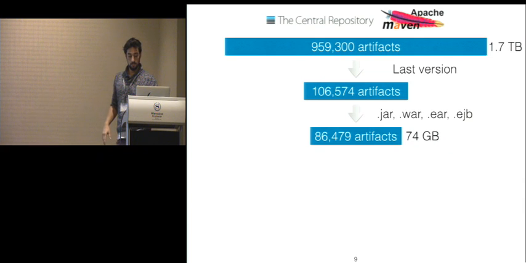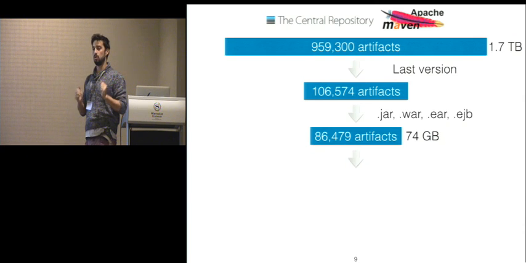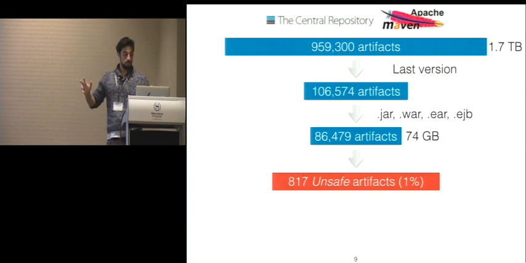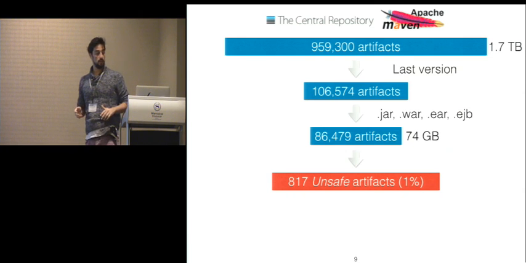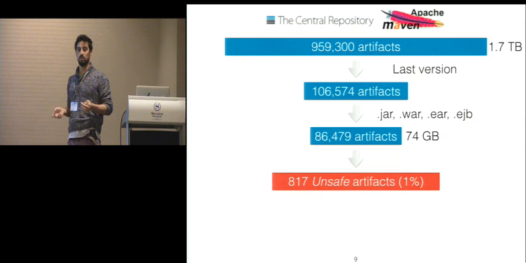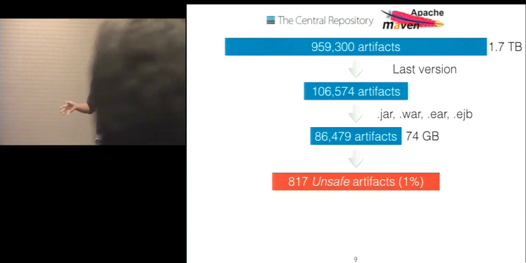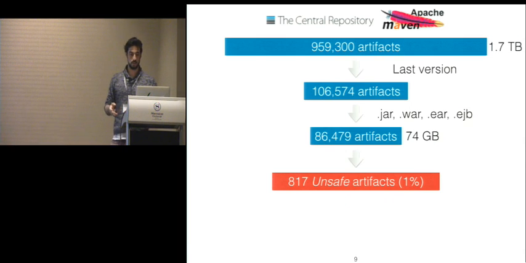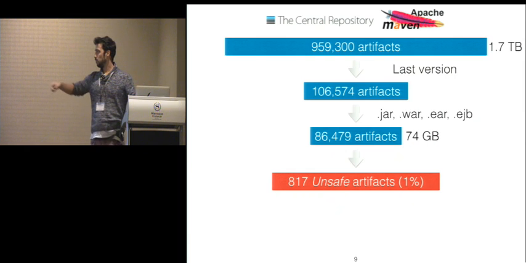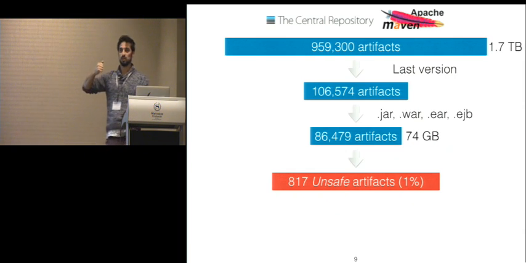After our analysis looking for static usages of sun.misc.Unsafe, we found 800 artifacts using Unsafe. That is only around 1%. So at this point, it's like we don't have any problem. It's not so much. But then we ask ourselves, what is this 1%? Who is in fact using sun.misc.Unsafe?